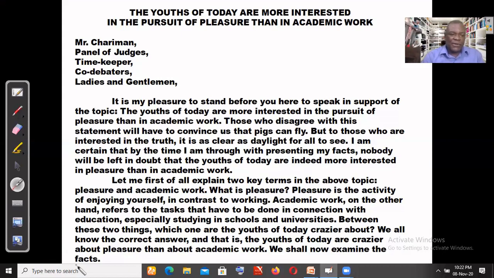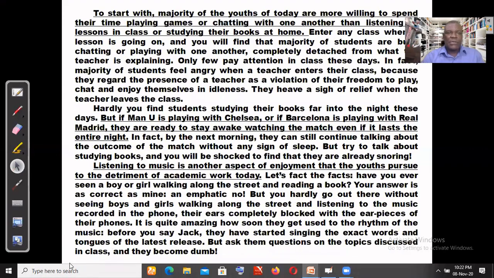So let's move to the next. Okay. So here we are starting our argumentation, all right? So let's see if we can get this, all right? To start with, majority of the youths of today are more willing to spend their time playing games or chatting with one another than listening to lessons in class or studying their books at home.